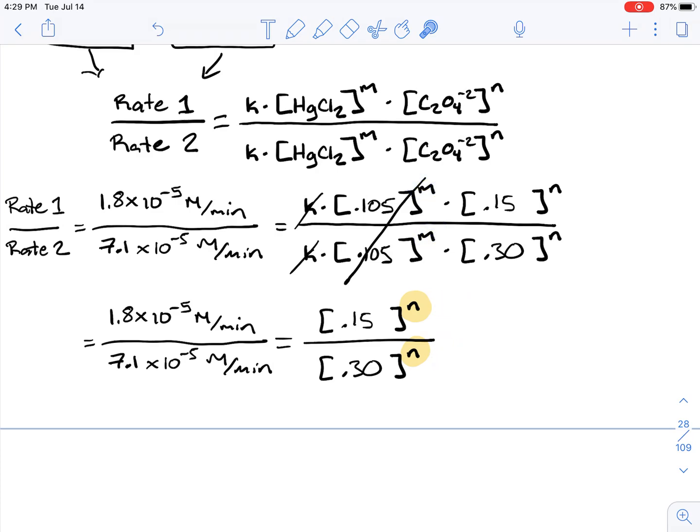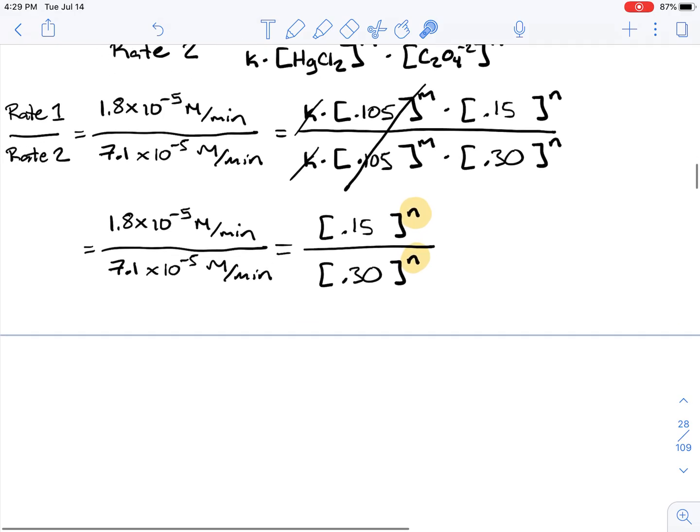we can go ahead and start reducing our values by plugging things into the calculator. Here I'm going to take 1.8 times 10 to the negative 5 and divide that by 7.1 times 10 to the negative 5, which is going to be 2.5 times 10 to the negative 1, or 0.25. I'm rounding to just 2 sig figs. In this case, the units will cancel, so this is unitless.